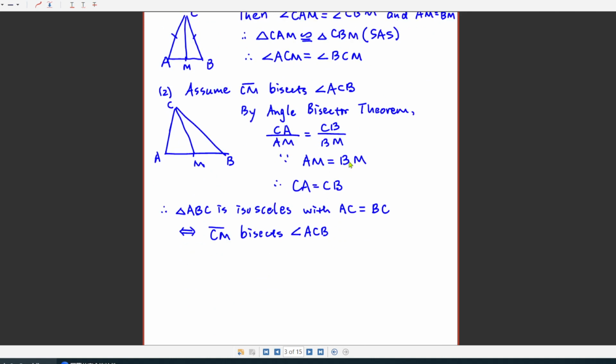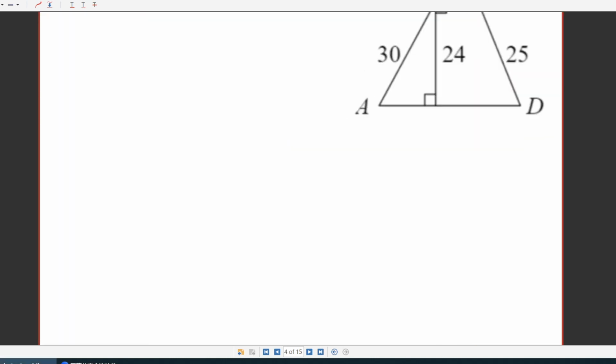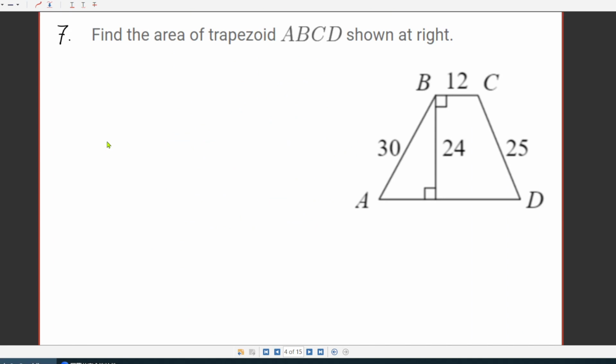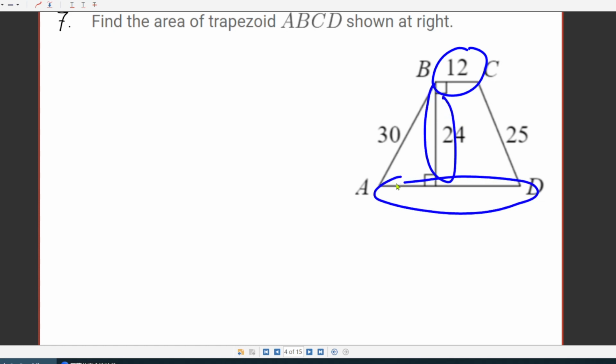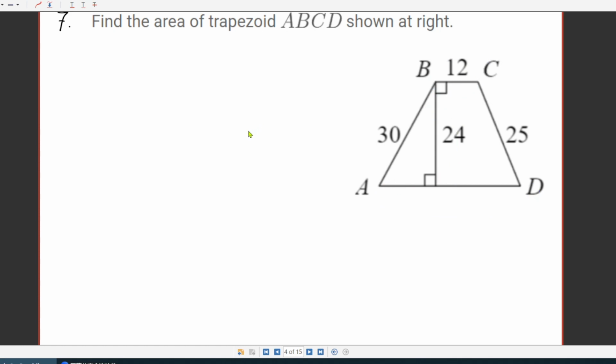Alright, then let's have a look at the next one. Question number 7. Okay, this time we have a trapezoid ABCD with the length shown here. And we need to find the area. Okay, in order to find the area of a trapezoid, we need to know the two bases and altitude, right? So here we know the length of BC, the altitude here, and as long as you can find the other base, you can find the area of the trapezoid, right?